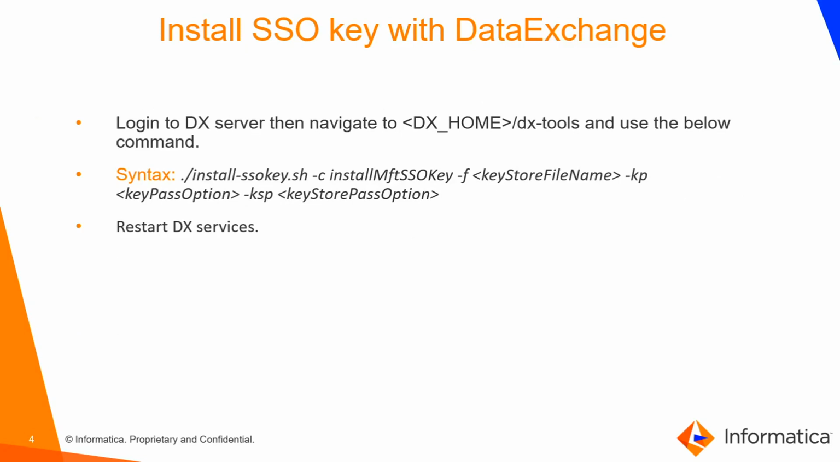To install the SSO key with Data Exchange, log into the DX server, then navigate to the DX home/DX tools directory, where we have the install-SSOkey utility. In the command, we have three options: -f, -kp, -ksp. -f should be given the value as the absolute path to the key store file, which we have copied from the MFT server. The KP and KSP values should be the same as the values which we have used to create the SSO key. After this, restart the DX services.